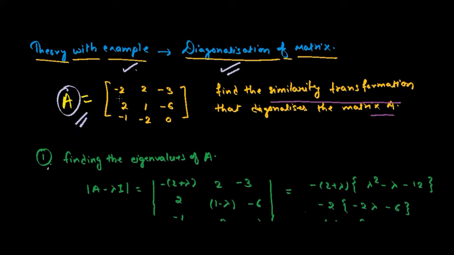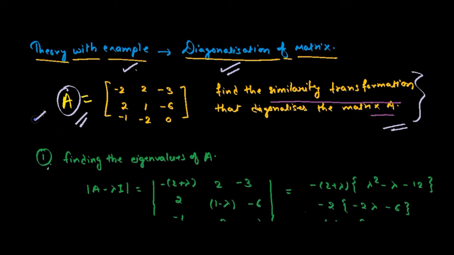In case of diagonalization, there can be a lot of questions in different forms. They can ask just diagonalize matrix A, or check whether matrix A is diagonalizable or not. They can ask find the transformation that diagonalizes matrix A, or find the similarity transformation, as they have asked in this example. The steps involved in solving such questions are the same, there is no change. So let's go to the solution and check what the steps are.